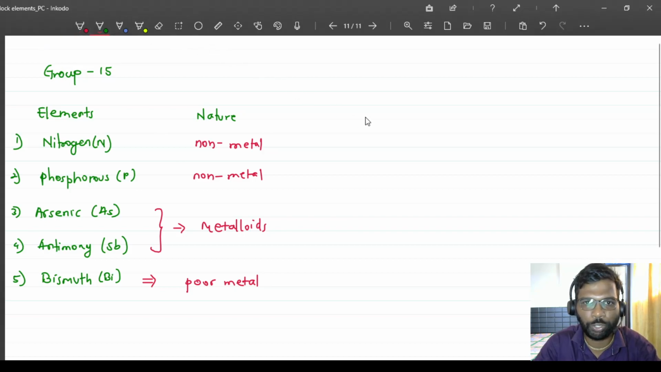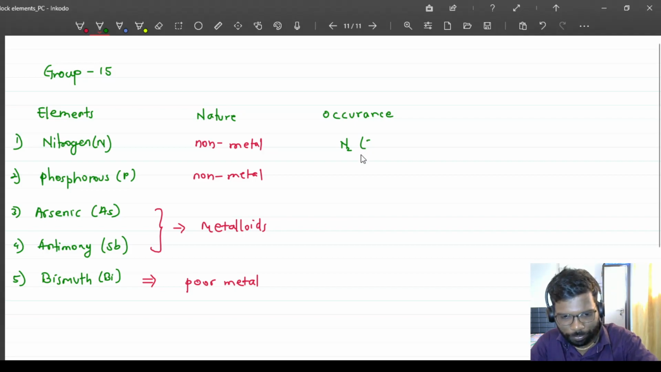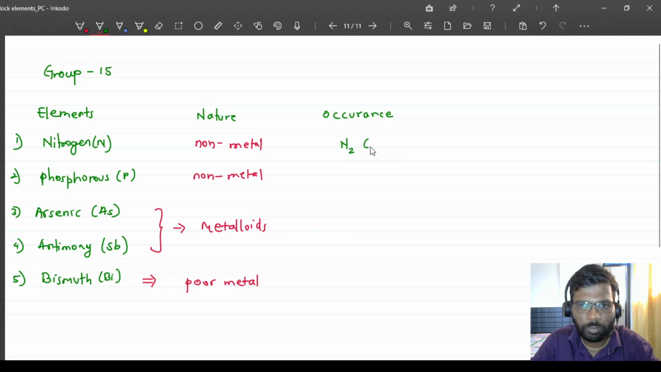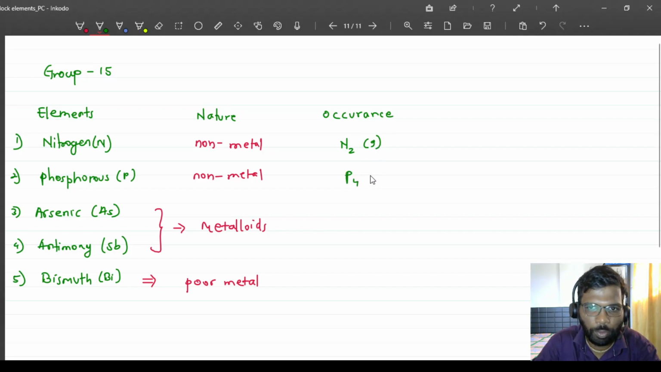Now, how do they occur? Means occurrence in the natural state. Nitrogen will exist as N2. This is a gas. Phosphorus will exist as P4. This is a solid. And arsenic, antimony, and bismuth will be in the elemental form. And these are also in solid form.